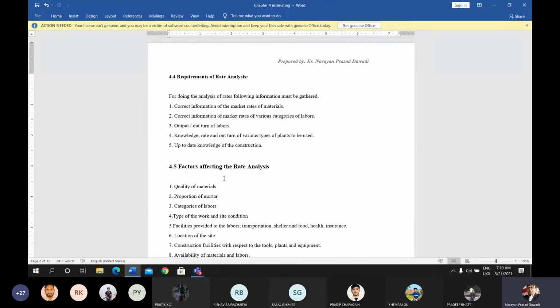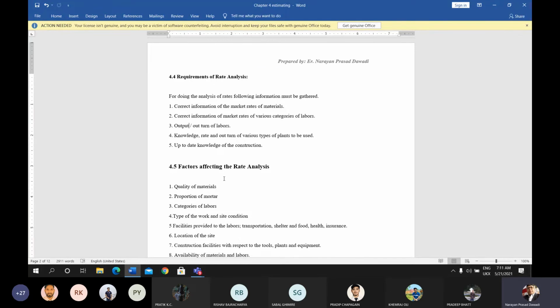He must know how each and every item of work is constructed. He must know what type of labors are required for each and every item. He must know what are the different types of material used for that item. He must know all the things about the construction from the very beginning to the end of the finishing work.